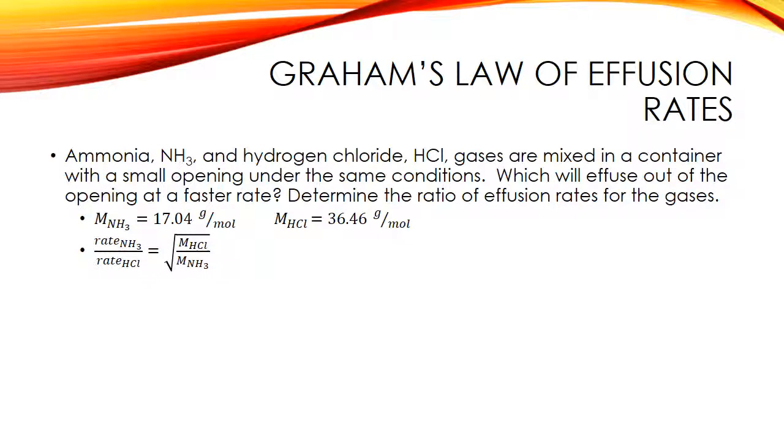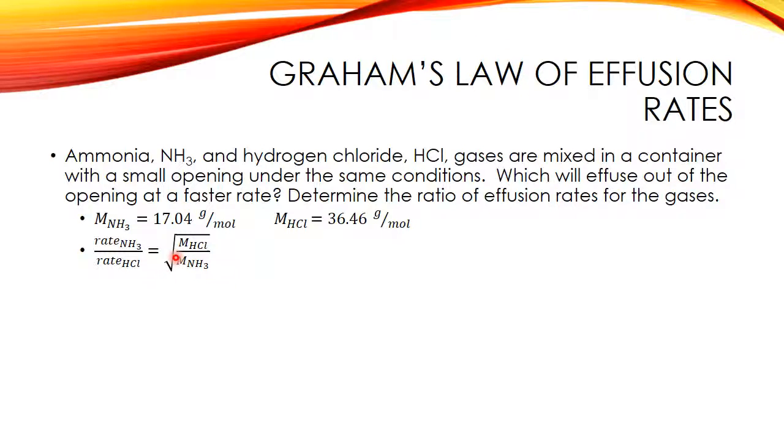So what we're asked to find is this ratio here of the rate of ammonia compared to the rate of hydrogen chloride. You could do it the other way around. It really makes no difference. I always prefer to put the lighter gas on top, because that's the one that effuses faster. So based on Graham's law, I know that that ratio will equal the square root of the molar mass of the hydrogen chloride divided by the molar mass of the ammonia.